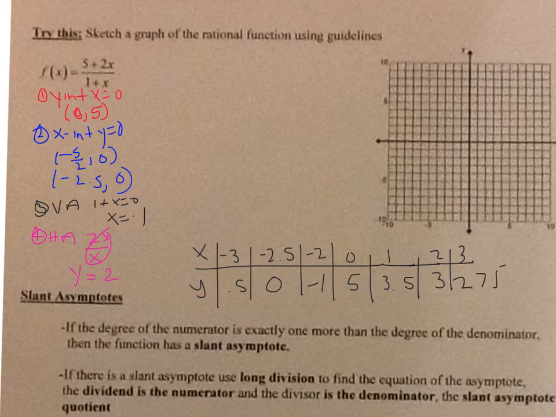Okay, so now let's start graphing here. So I have some asymptotes. Let's start with y equals 2. There's one asymptote. And I have x equals negative 1. Now let's plot some of our points. My y-intercept is (0, 5). I have an x-intercept at (-2.5, 0).